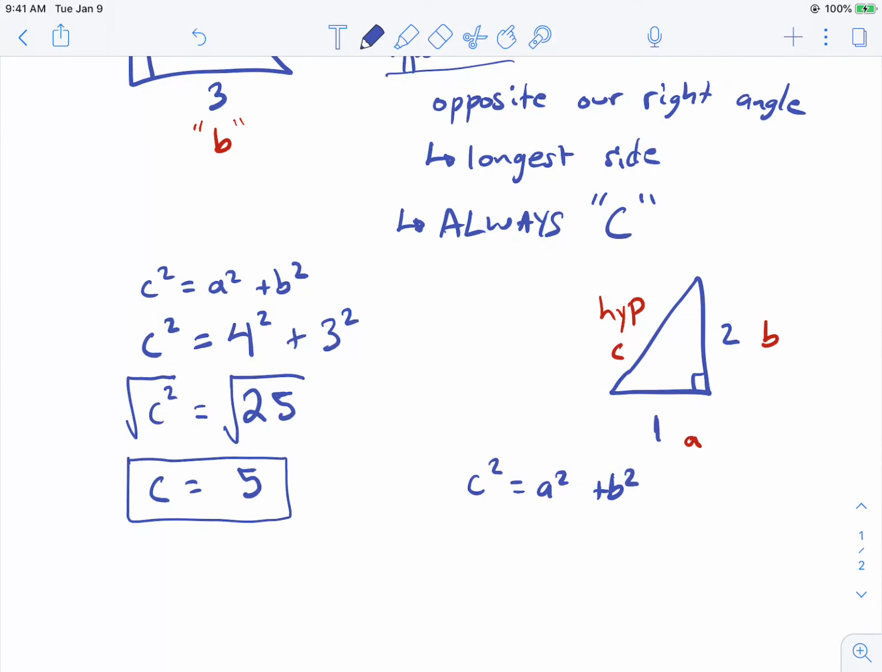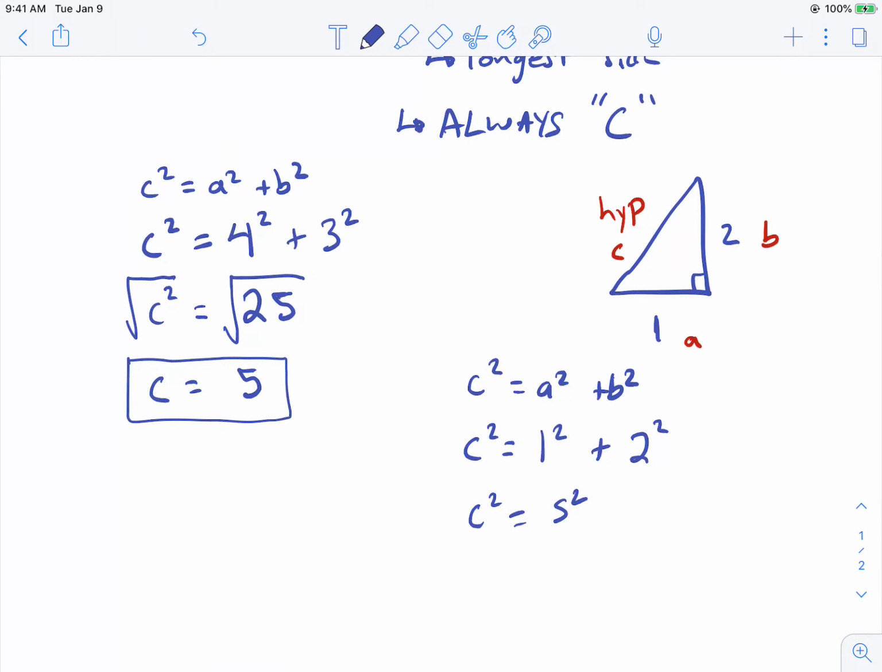So we have that. We don't know what our value of c is, so we're going to leave that blank for now. So c squared equals a squared, and here our value of a is 1. So we'll have 1 squared plus b squared, which is 2 squared. So we'll put our 2 squared in there. And just like I said before, we want to make sure that we do that right away in our calculator. So when we do that, we're going to get c squared equals 5, but well, that is not our final answer at all.